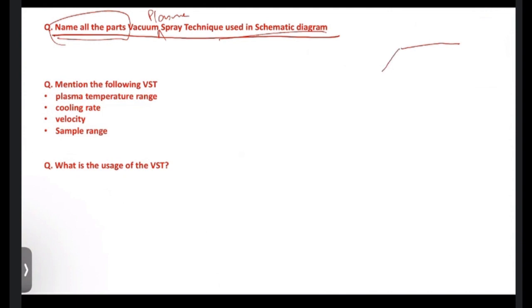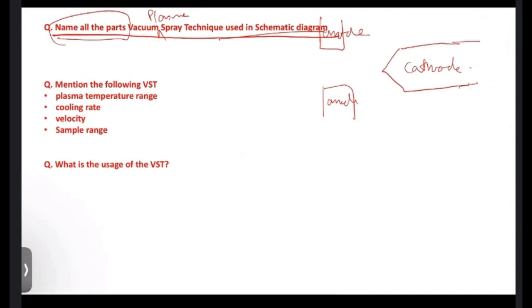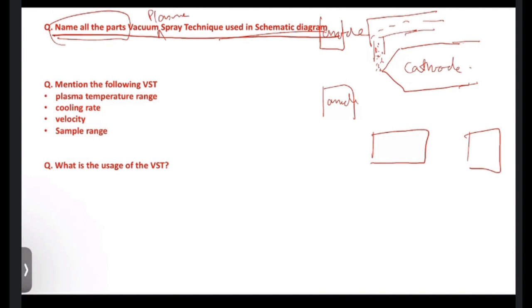See, to create a plasma, there should be a voltage difference. Then I need an electrode, which is called the cathode over here. If a cathode is there, then it should have an anode. Now, here are my larger particles, large size particles. Since plasma is involved, there should be a chiller system also. So it is liquid nitrogen, and there is a gas.